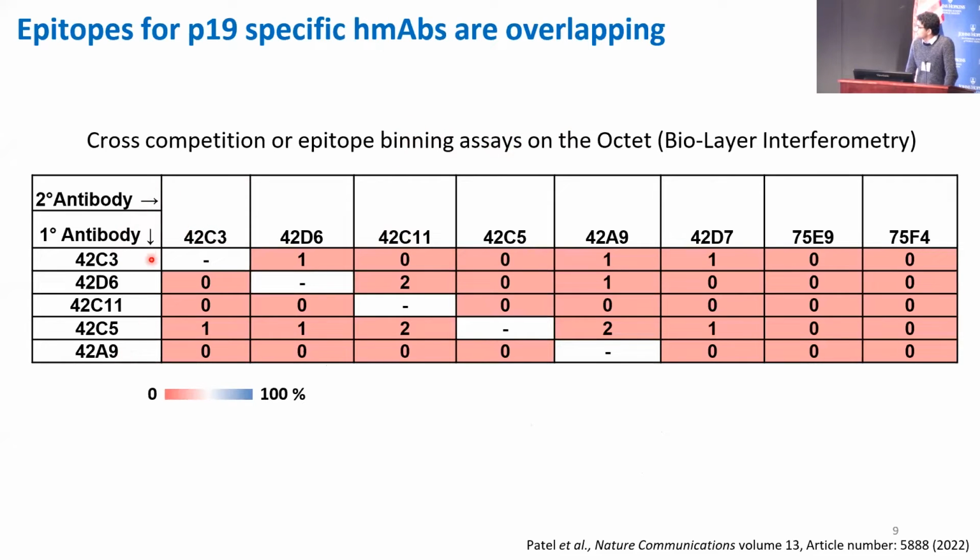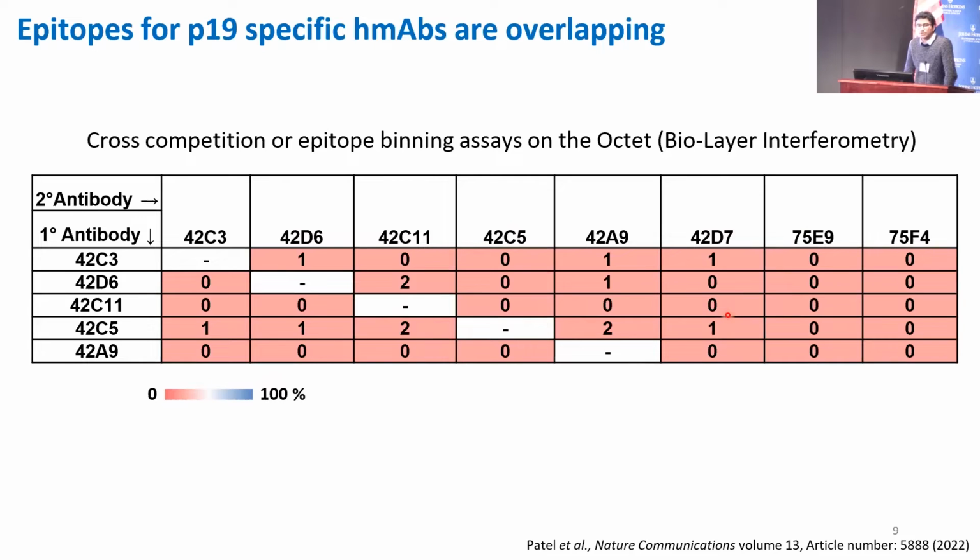The first column represents the saturating mAbs, and the first row represents competing mAbs. Values in the table represent percent binding of these competing mAbs. Here, the cutoff value is 50%, meaning values below 50% indicate no binding of this competing mAb. Thus, the conclusion is that the epitopes recognized by these mAbs are overlapping.